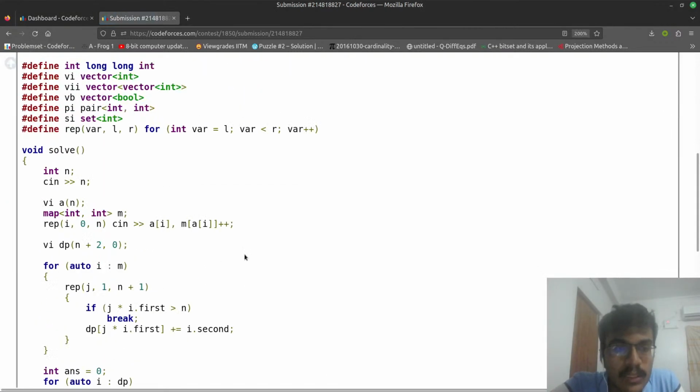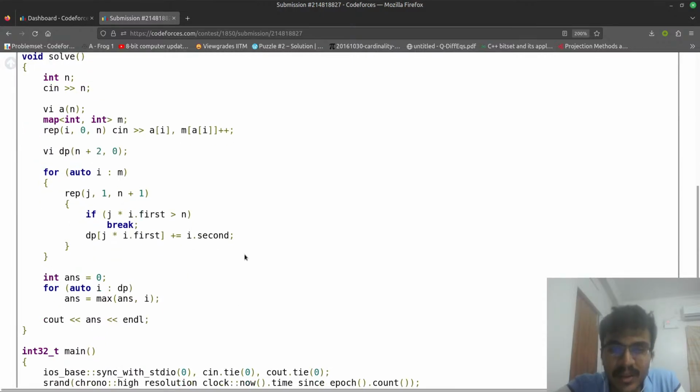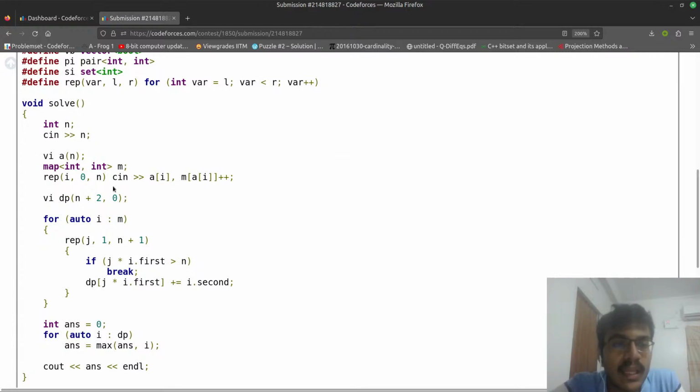Okay, so I just called it a DP array because it's kind of like dynamic programming, but you can call it whatever you want. The point is, I'm essentially iterating over all the possible positions, and I'm taking in all the A's as input here. I'm just putting it in the map as I explained.